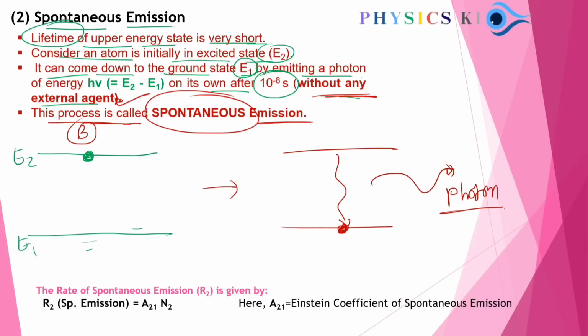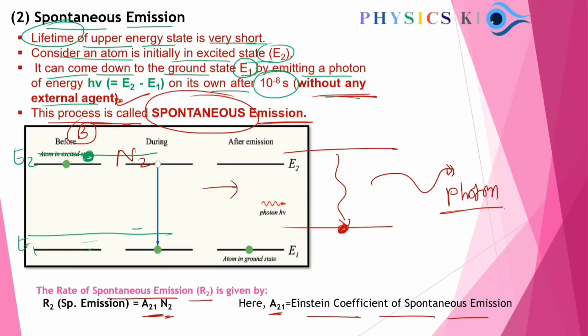And the rate of spontaneous emission is A21 N2, where N2 is the number of electrons present in this energy level, and A21 is the Einstein coefficient of spontaneous emission. Okay. And third, the diagram is here. I forgot because of the animation. See, this is the first process, and immediately these electrons come down and the photon emission happens. This is the after emission process.